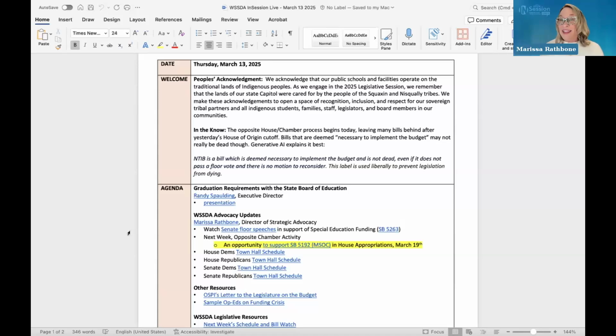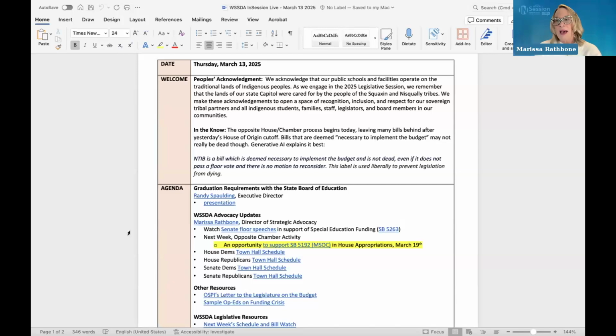There's one exception to that rule. Perhaps you've heard of the acronym NTIB. Necessary to implement the budget has no official definition in state statute or on the legislative website. But if you ask generative AI, they have a pretty good answer. It's essentially any bill that's deemed necessary to implement the budget. Makes sense, right? Based on the acronym itself.